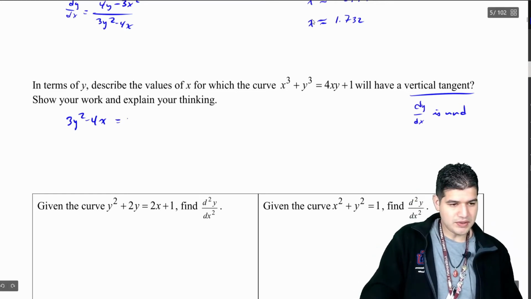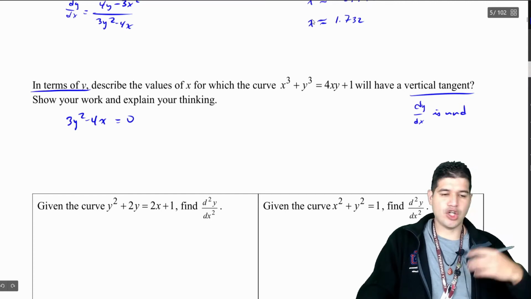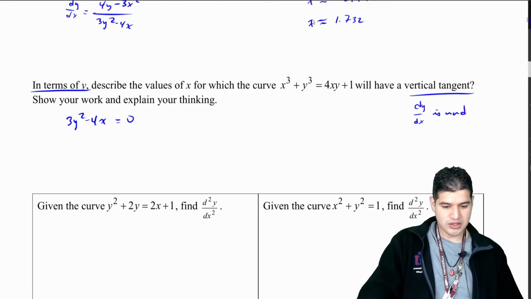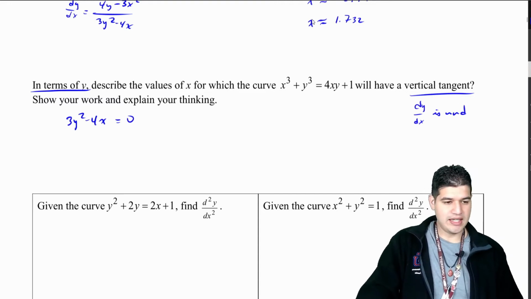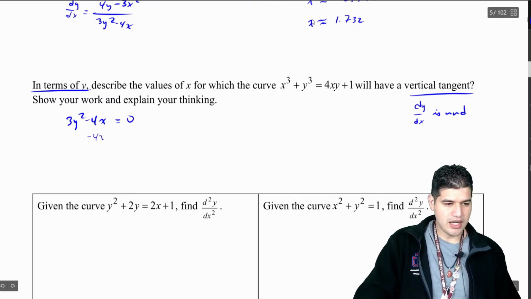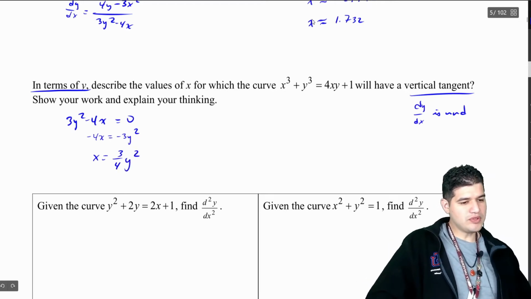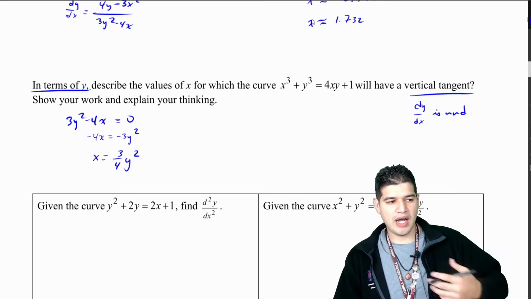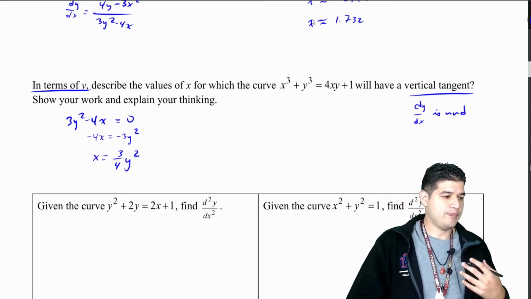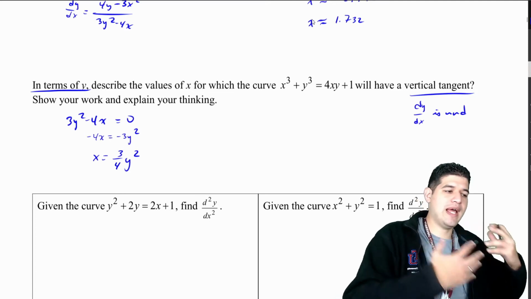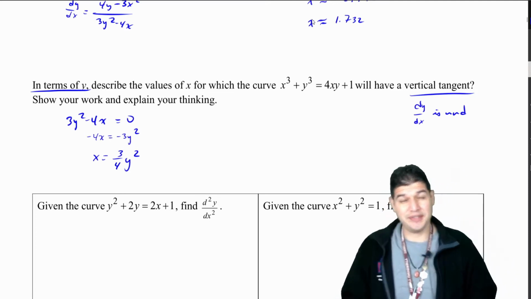Okay, we're going to set this equal to 0, and remember, we just want to leave it in terms of y. We're not solving for a specific value. So we're setting that equal to 0, and we're going to solve here, and we're going to get x. So then I'm going to get negative 4x equals negative 3y squared, and then x equals 3/4 y squared. So in terms of y, if we had values of x or y that we wanted to work with, we'd be able to find exactly those points where we had a vertical tangent.